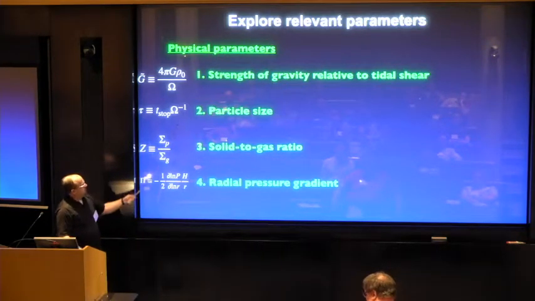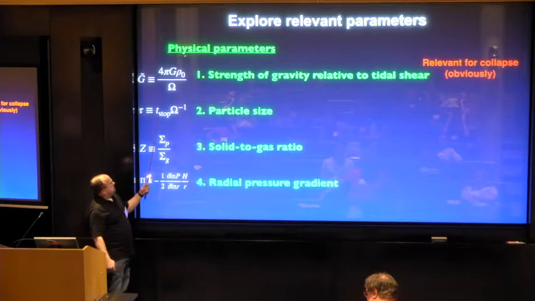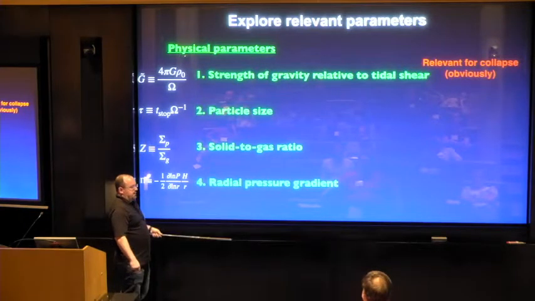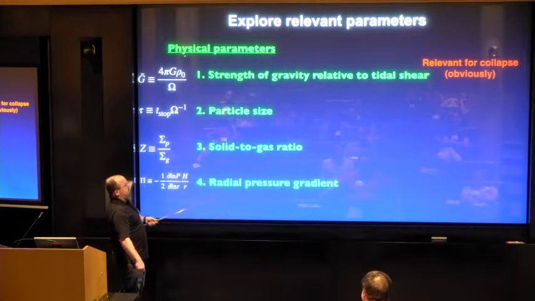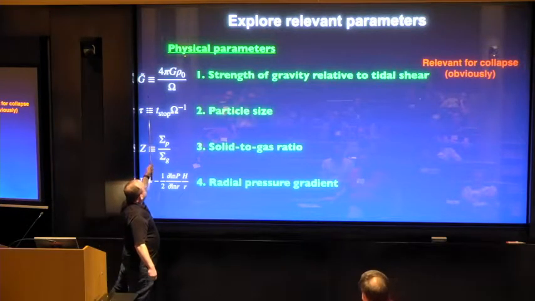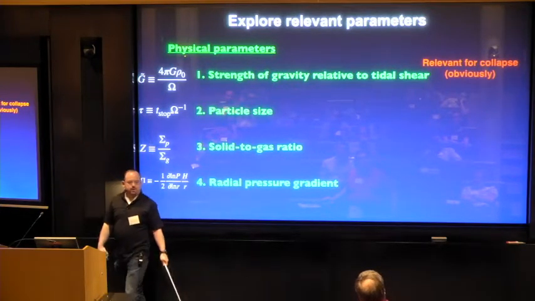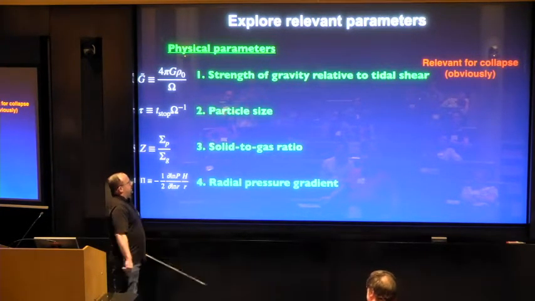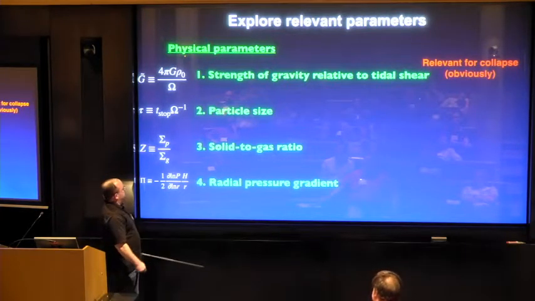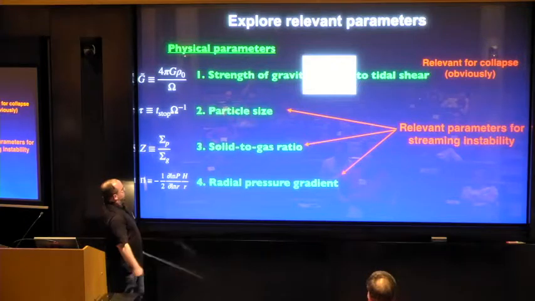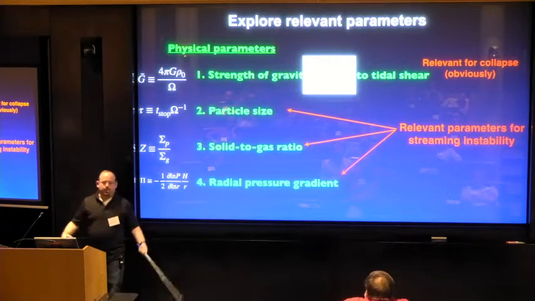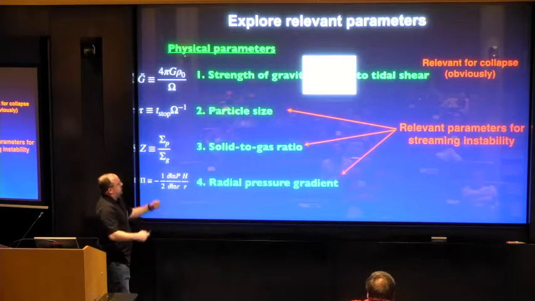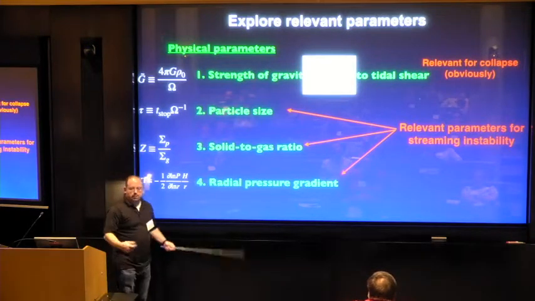I'll just start with the obvious one. This is the strength of gravity relative to tidal shear, or somewhat weirdly G tilde, which I must say I didn't take credit for using that term, but I have adopted it and I haven't changed since then because I don't like change. But this is basically just the strength of gravity relative to tidal shear. It's obviously relevant for collapse. It's just inversely proportional to the Toomre Q. So maybe I should go back in all the literature that I've done and change it to be Q instead of G tilde, but whatever. This is the relevant quantity for collapse.